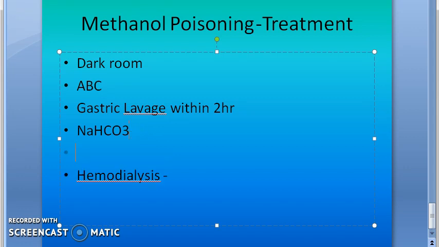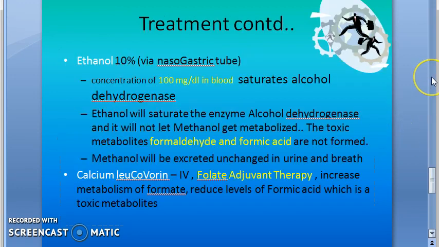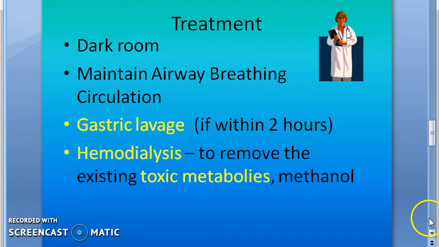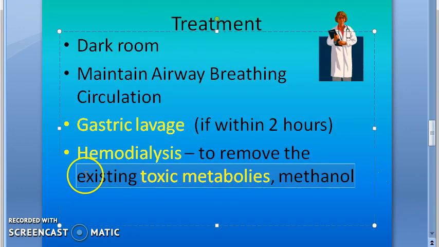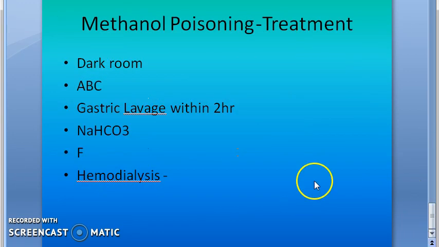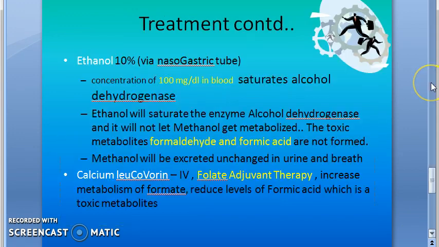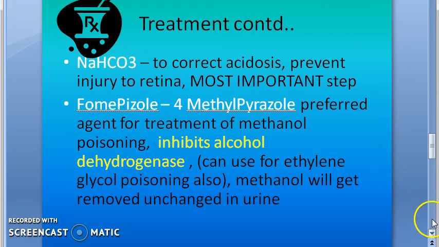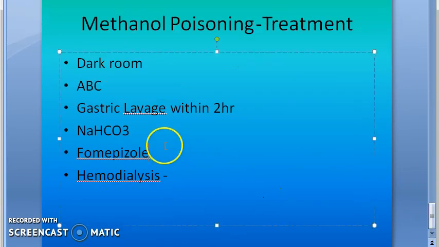Then you can give the first line of drug. What is the preferred agent? F something, right? Try to recollect. I would rather put hemodialysis after all that. Anyways, fomepizole, right? F-O-M-E, fomepizole, correct? Just see if you got the spelling right. Yes, fomepizole. It is also called 4-methyl-pyrazole. This was the preferred agent. It is going to inhibit alcohol dehydrogenase.